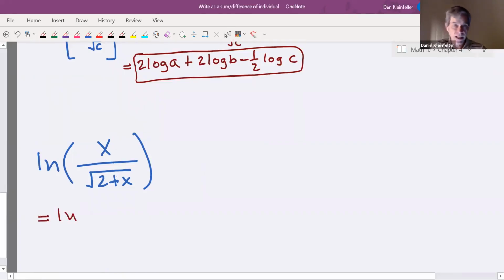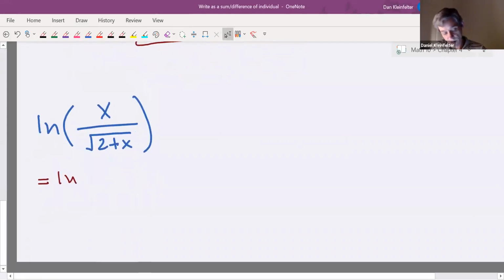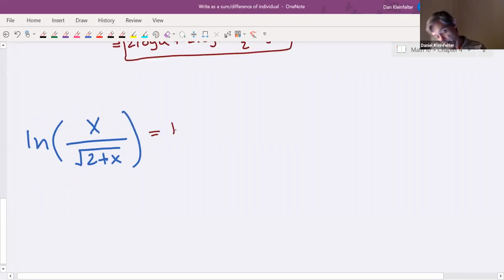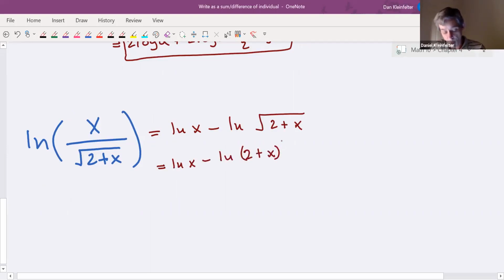Natural log, and then it's a quotient, so we'll have natural log x minus natural log square root of 2 plus x. Okay, natural log x, and then this square root, that's the same as a 1/2 power, right? Is the same as taking a square root. The natural log x still here. We'll bring that 1/2 around in front. So it's 1/2 natural log of 2 plus x.